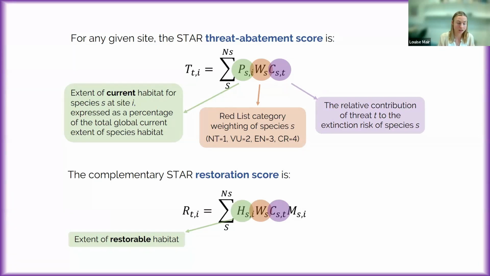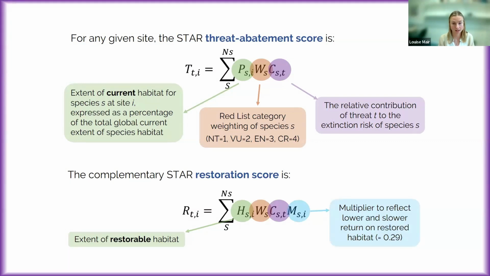And then the second difference is the restoration score has a multiplier that reduces the restoration score to reflect the lower and slower return on restored habitat in terms of benefits to species conservation. So this value is taken from a global meta-analysis, and it's basically just to reflect the length of time that restoration takes, and also the fact that in some cases you may not get to pristine natural habitat as your end result.